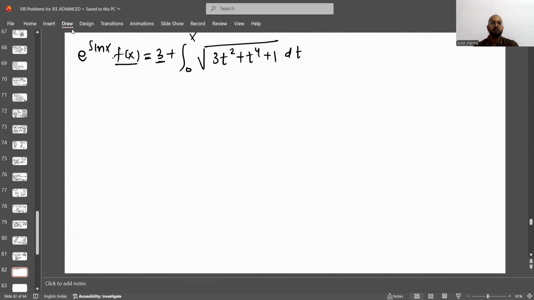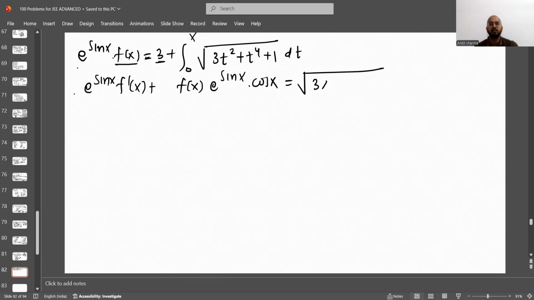Now let's differentiate this thing. So of course, u remains as it is. Derivative of v will be f dash of x plus f of x will be as it is. E to the power sin x will be e to the power sin x into cos x is equal to this will be gone, and we get here square root of 3x square plus x to the power 4 plus 1. Now I want f dash of 0.